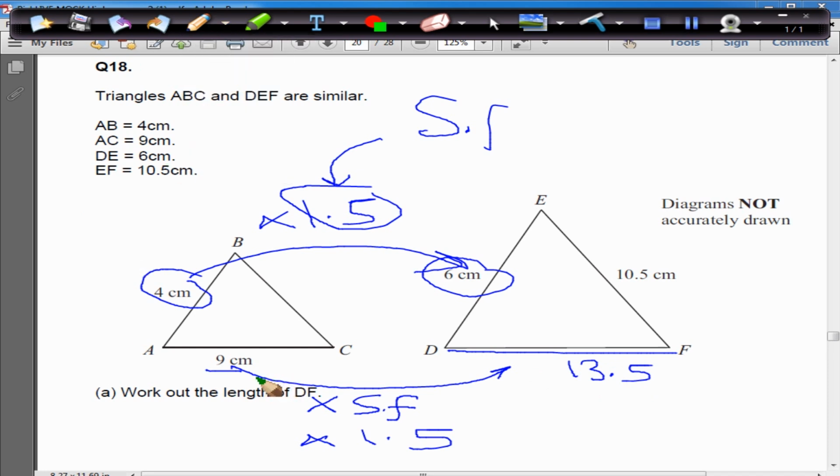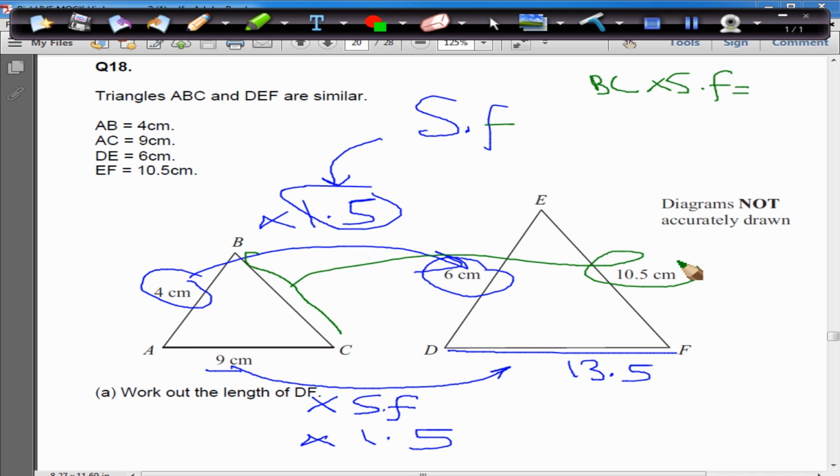Now, the next question, which I'm not going to move the screen for the moment, I'm going to read it out to you. Work out the length of BC. So we can say here that BC is the original length, and we multiply that by the scale factor. That gives us an answer of, what does BC correspond to? 10.5.